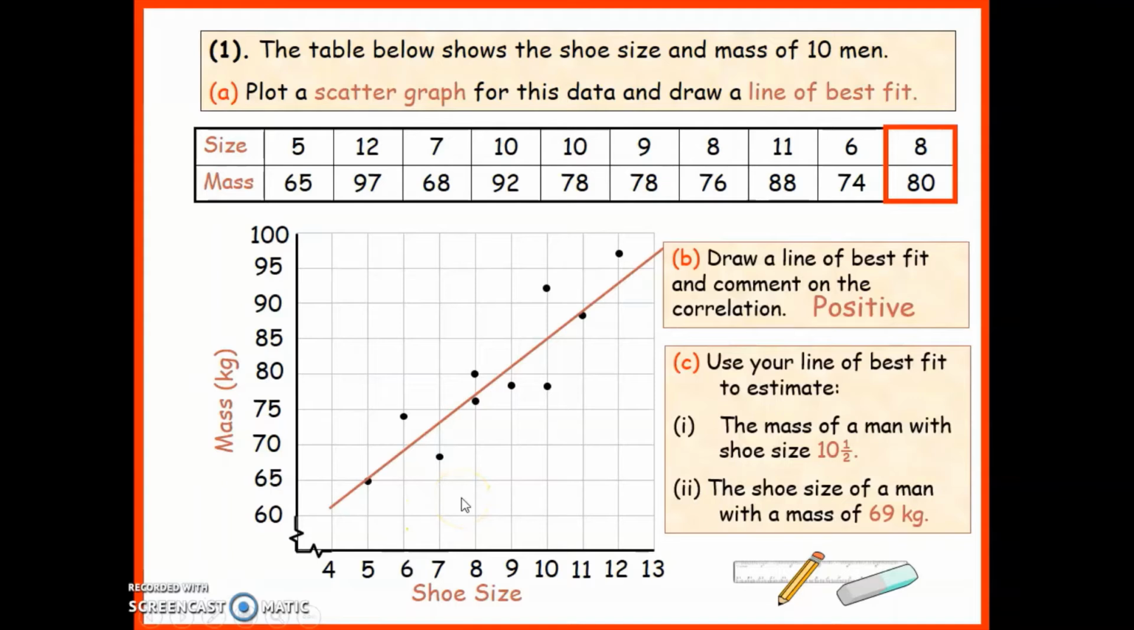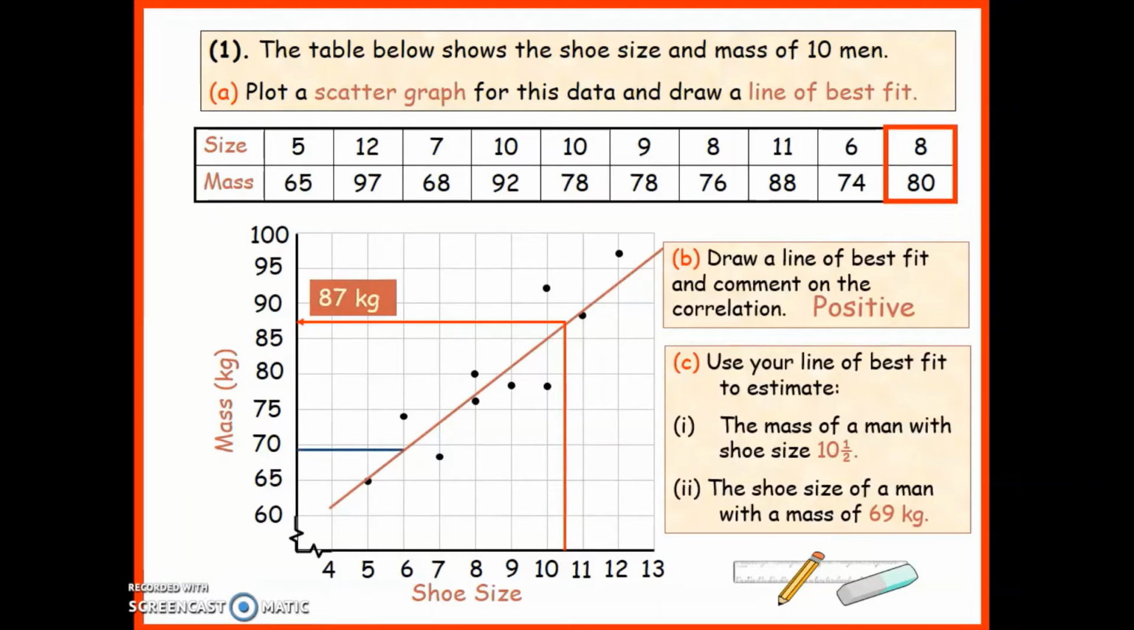So let's see if I can just add that to my drawing here. Okay, so for the first question, C1, I go up at 10.5 because the man has a mass of 10.5. I read along and my estimate, remember it's an estimate at this stage because your line of best fit might be slightly different to somebody else's, has a weight of 87 kilograms.